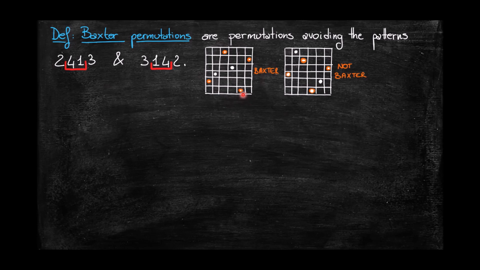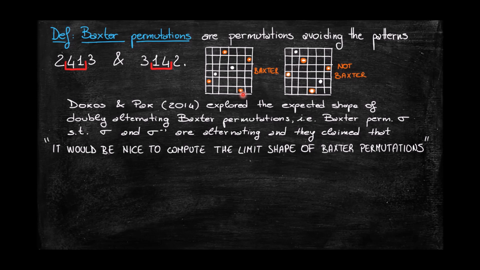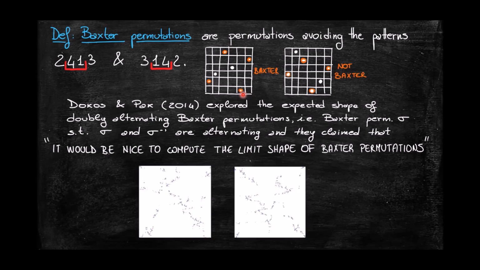Why do we want to study Baxter permutations? Dokos and Pak in 2014 explored the expected shape of doubly alternating Baxter permutations. These are permutations such that both the permutation and its inverse are alternating and Baxter. And what they claim in their work is that it would be nice to compute the limit shape of Baxter permutations. Here we can see some simulation of large Baxter permutation, sampled uniformly at random. And the goal of the rest of the talk is to investigate what is the limiting object behind this picture.